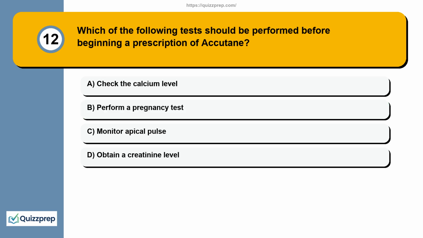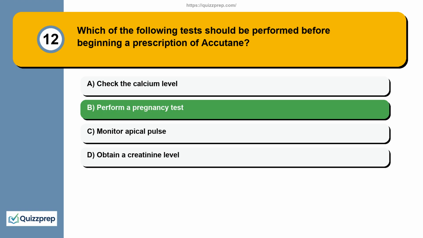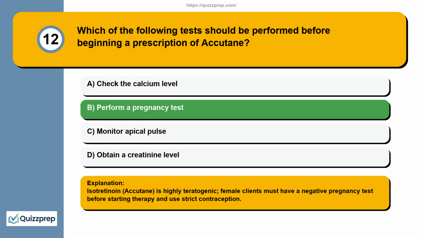Question 12. Which of the following tests should be performed before beginning a prescription of Accutane? Check the calcium level. Perform a pregnancy test. Monitor apical pulse. Obtain a creatinine level. Isotretinoin, Accutane, is highly teratogenic. Female clients must have a negative pregnancy test before starting therapy and use strict contraception.